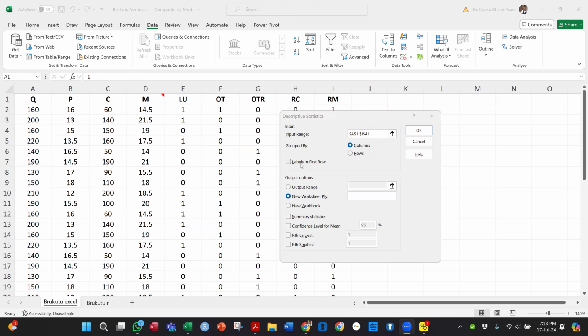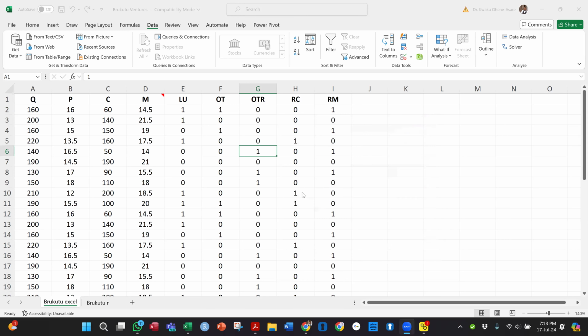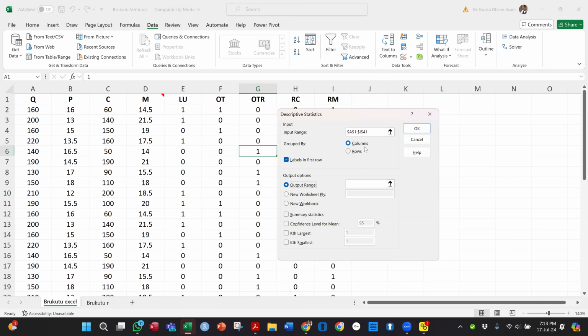Now click on Labels in the first row. You have labels in the first row. Click on that. I just did mine. Then choose Output Range, which is directly under Output Options. You see a white space to the right of the Output Range. Click inside, and then select any empty cell on the right from column J.